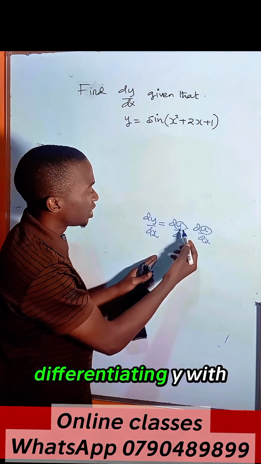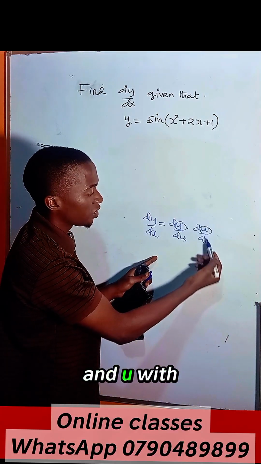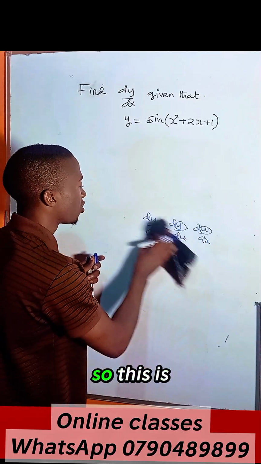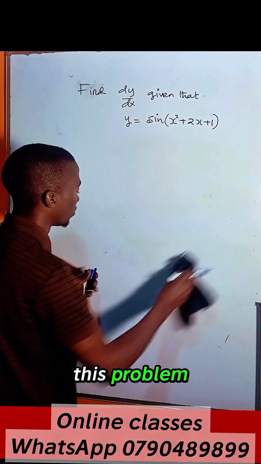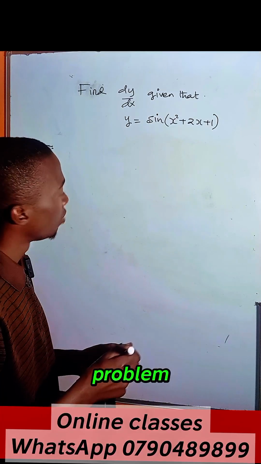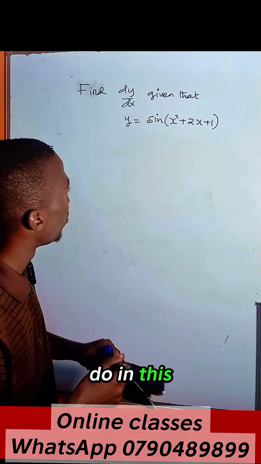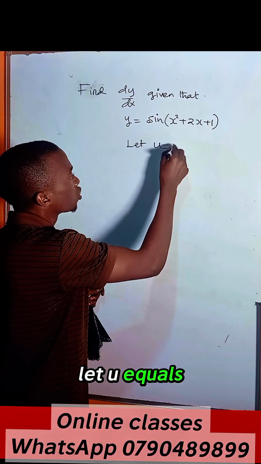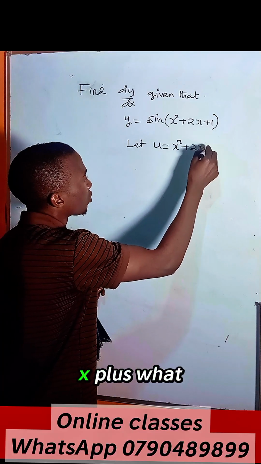So after differentiating y with respect to u and u with respect to x, you substitute in this formula. This is what we are going to do in this problem. So we are going to let u equal x squared plus 2x plus 1.